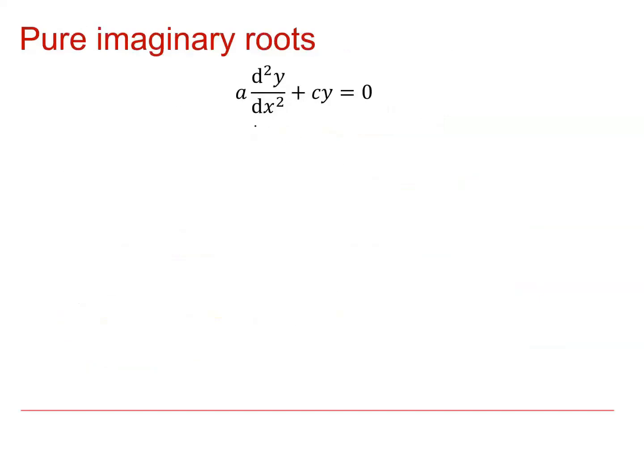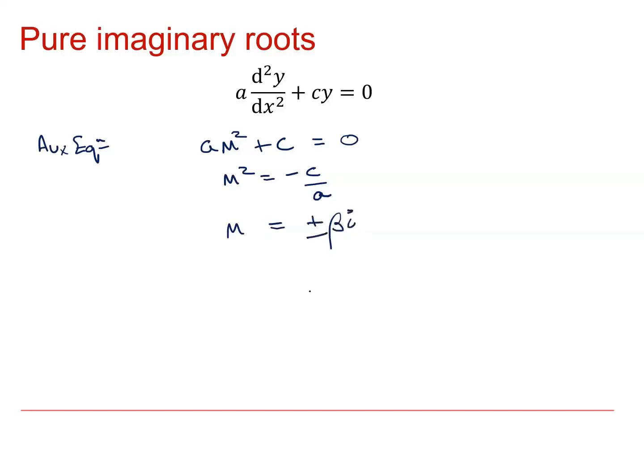Okay, so let's look at this example. Notice I've got no dy by dx term, I've got b equals 0, and I start by forming the auxiliary equation. Well, that's going to be a m squared plus c is equal to 0. That's going to give me m squared is equal to minus c over a, and this means that m is going to be imaginary. Let's call that beta i, so m is going to be plus or minus beta i.